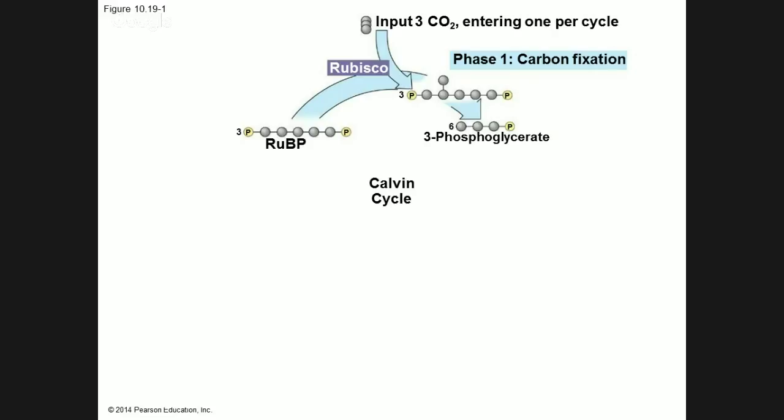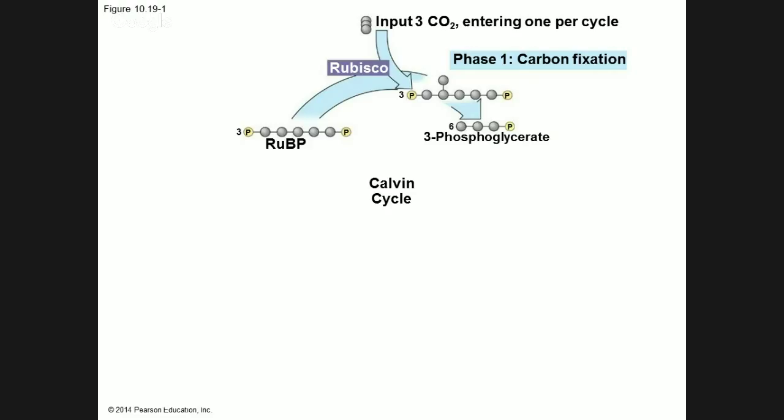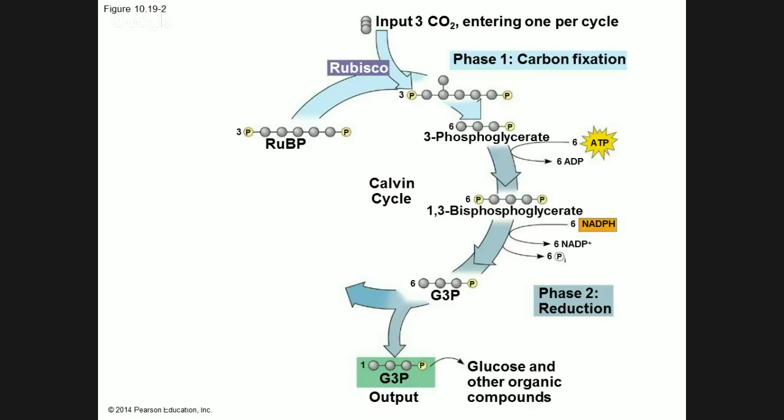Okay? The next stage is called reduction, and this is when you add all those high energy electrons to it. There's enzymes involved. The first thing that happens is this thing, notice here, has 1 phosphate on it. So the first thing that happens is 6 ATPs come in. There's 6 of these. Each ATP adds a phosphate to all of these. Okay, so you make this bisphosphoglycerate. Notice the 2 phosphate groups. It makes it really unstable, more reactive, okay?